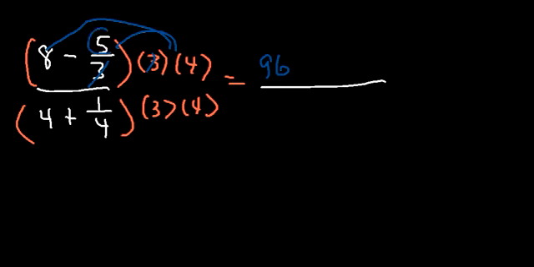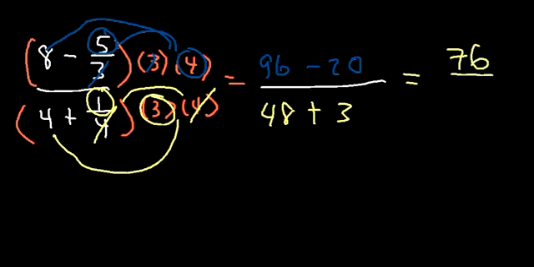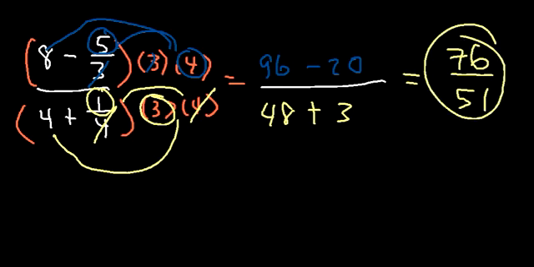The 3's cancel, so we just have 5 times 4, and that's 20, but there's a negative sign in front. And then 12 times 4, that's 48. And then 12 times 1/4. The 4's cancel, so we just have 1 times 3, which is 3. 96 minus 20, that's 76, and 48 plus 3 is 51. And we can't really simplify it, so that's the answer.